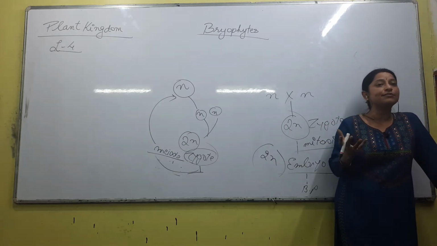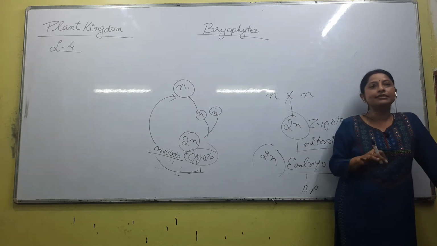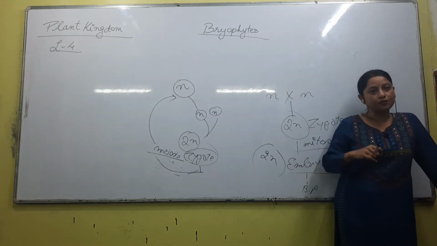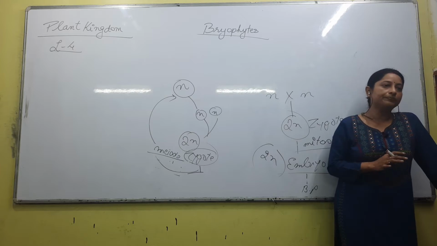It will produce this plant. What do we call that plant? Sporophyte. Now the next point is, where will the sporophyte grow? The main plant body of the Bryophyte, what did it produce? The sporophyte. Where will the sporophyte grow?